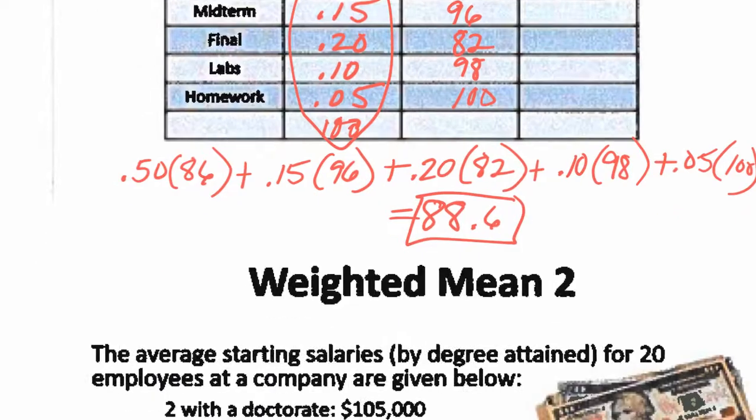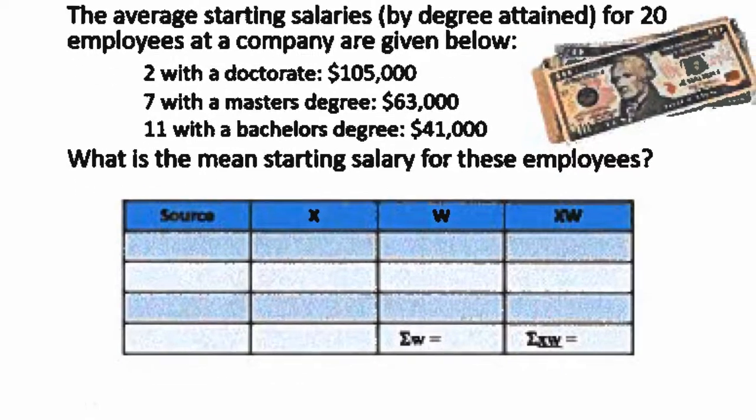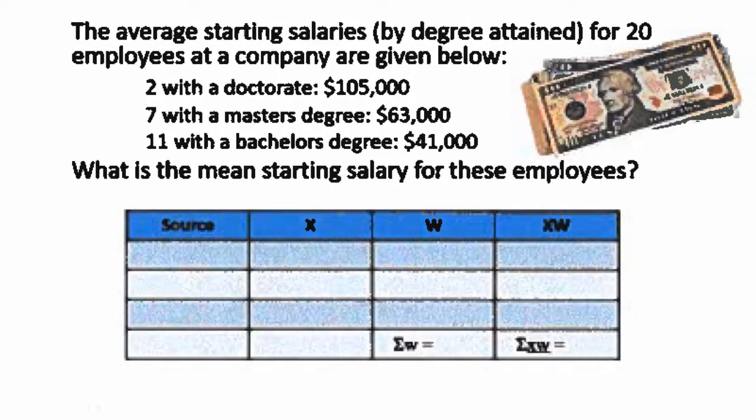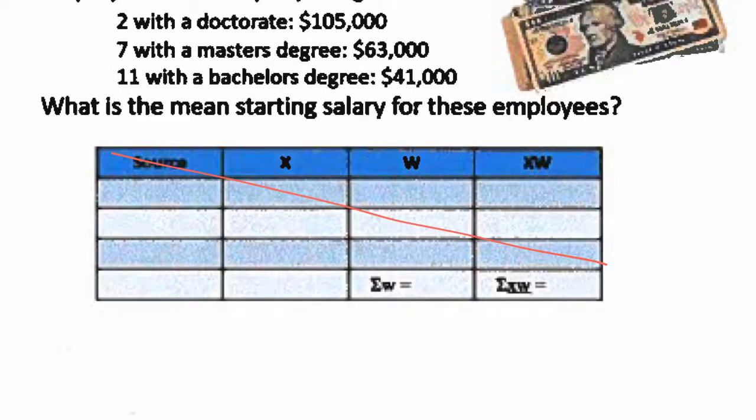Okay, but let's take a look at this next one. Here we have one that's a little different. It's not just your grade that we're talking about. We have a company that has starting salaries based on the degree that the employees have: doctorate, master's, and bachelor's. And I'm going to even just go past doing the table on this because I find it redundant. So how would you come up with the total amount of money that the company's paying out? How would we do that?